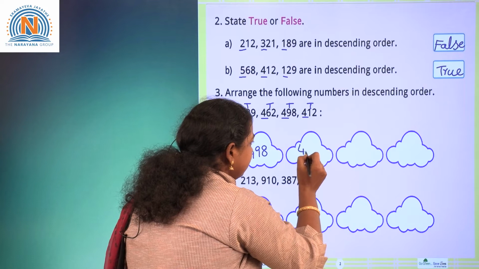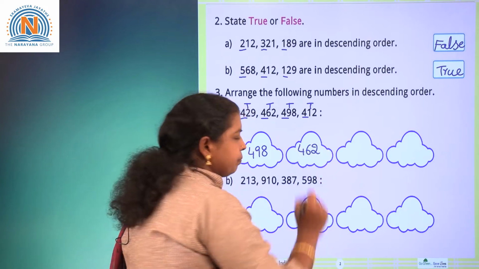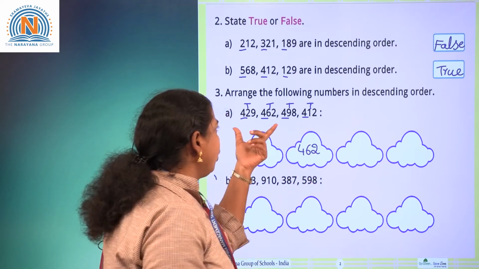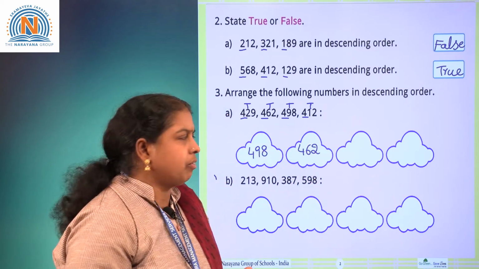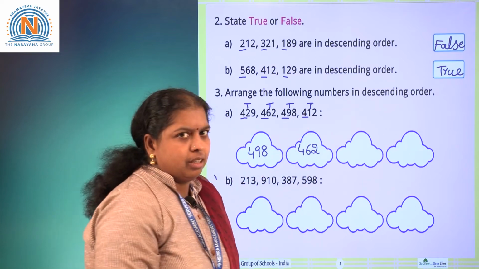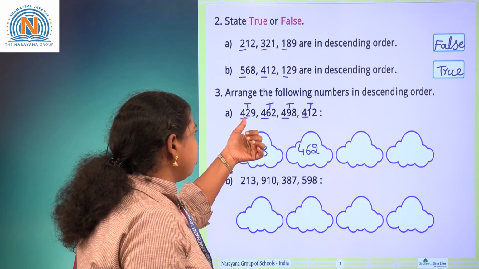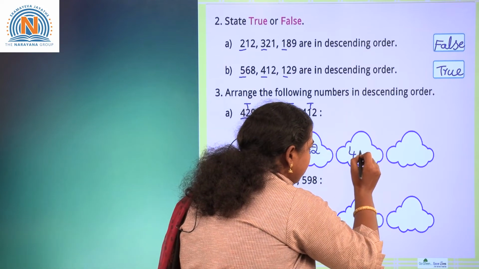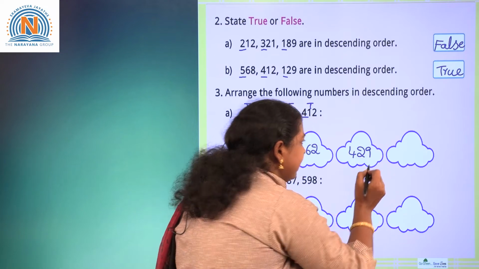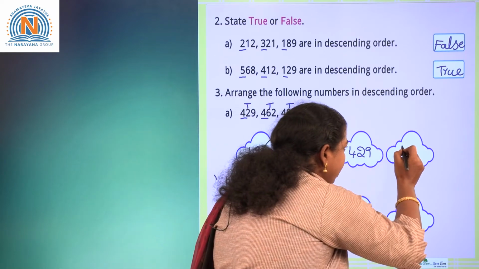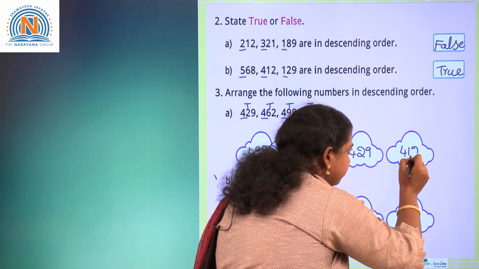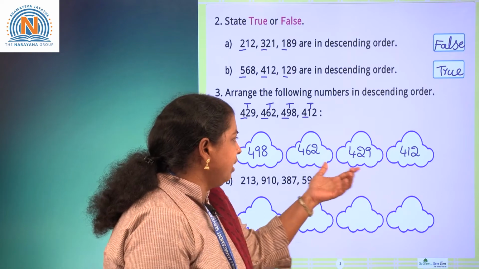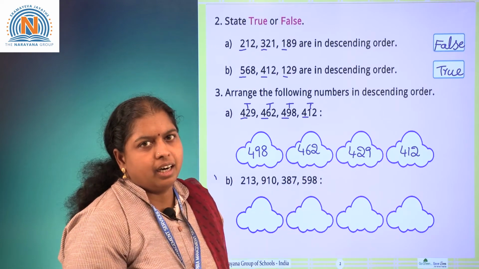So you have to write 462. What is the next greatest then? We are left with two numbers, 429 and 412. 2 is greater than 1. So the number that starts with 42, that is 429, is the next greatest number. So you have to write 429. After that you will get 412. Right children, this is how you have to arrange the given numbers in descending order.